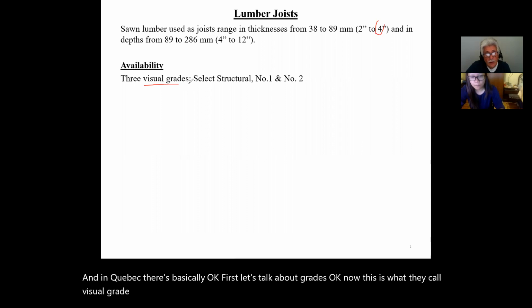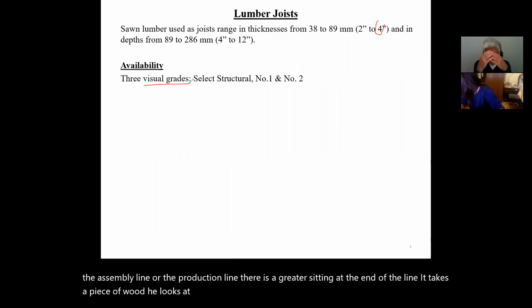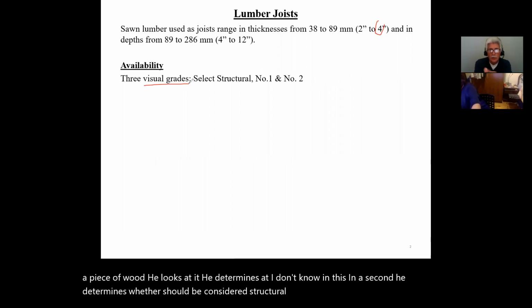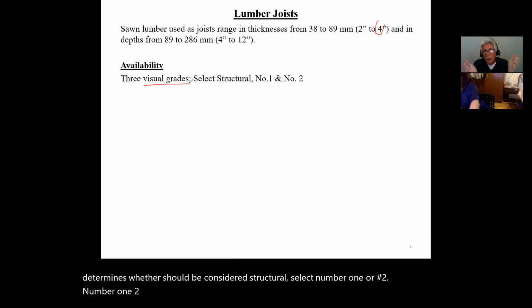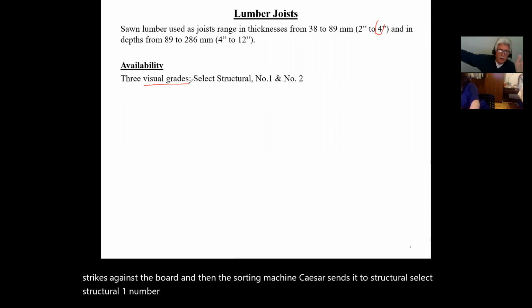These are visual grades. What that means is that when the lumber comes off the production line, there's a grader sitting at the end of the line. He takes a piece of wood, he looks at it, he determines in a second whether it should be considered structural select, number 1, number 2, or number 3 grade. And then he puts a color marking on it, he strikes it against the board, and then the sorting machine sends it to structural select, number 1, number 2, or number 3 stud grade, okay?